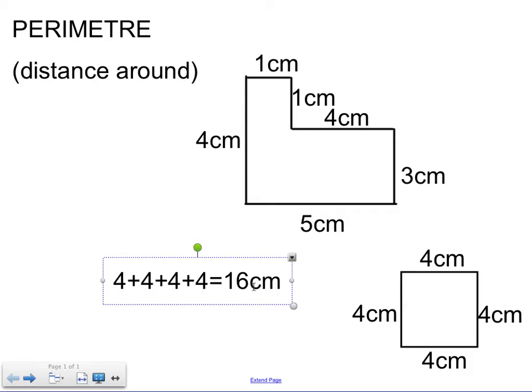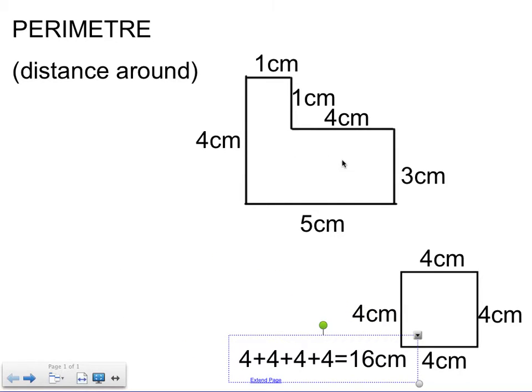Now, what's really critical is that you put the unit of measurement after the number, after your total. Okay, so I don't want to just see a 16. We want to see the centimeters after it. Okay, so we know what we're talking about. So again, perimeter, distance around, you're simply going to add the numbers around it. Okay, so that's this one here.